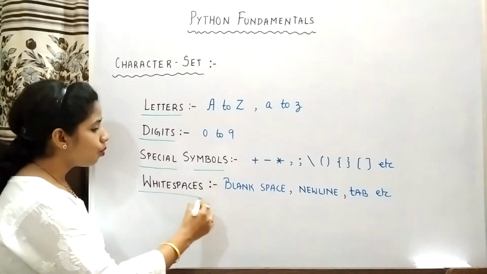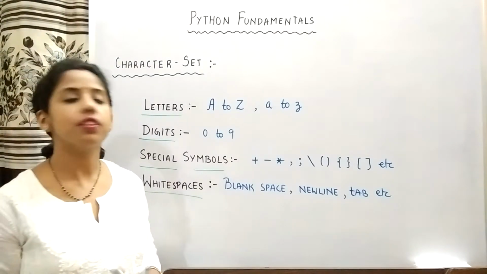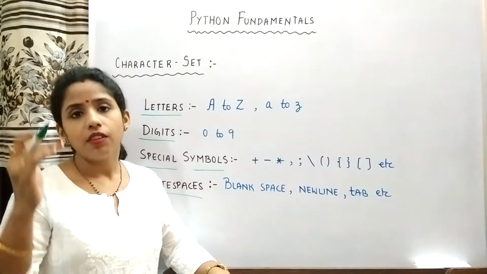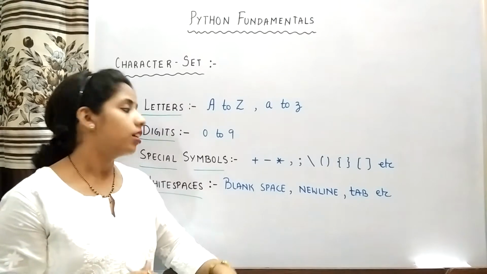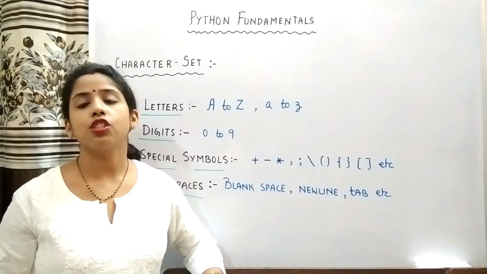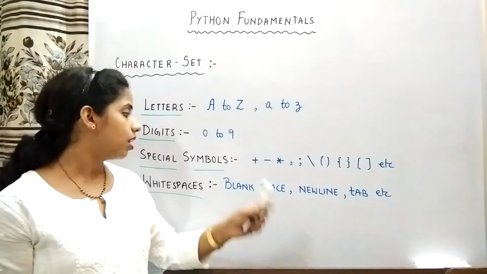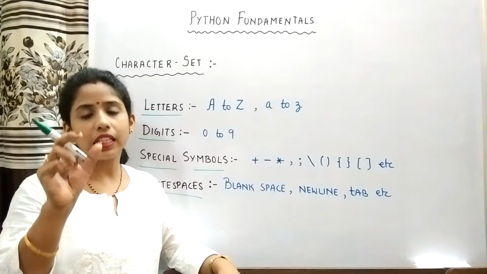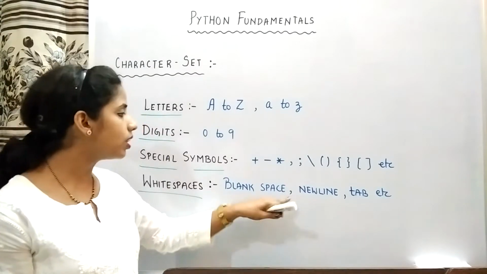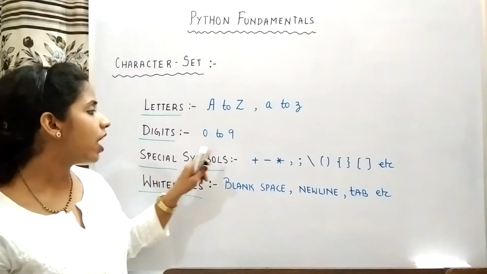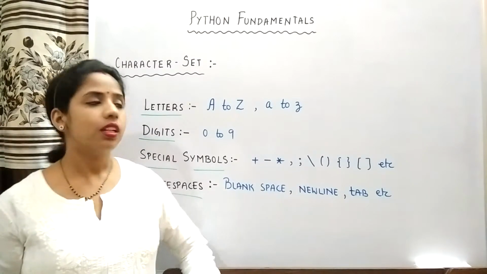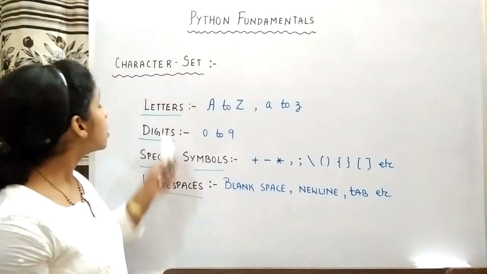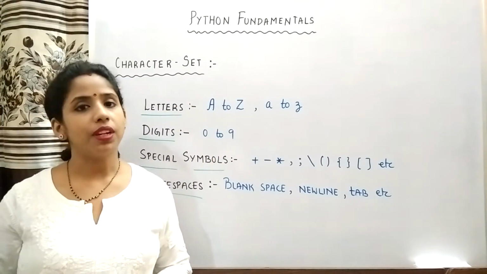And the last is white spaces. So white spaces refer to the blank spaces like pressing the enter key, which takes your cursor to the next line, like tab, which leaves a space of 8 characters. Blank space, you press the space bar and you see that a space of 1 character is left. So all these refer to the white spaces. We have numerous examples of all these, but here I have to only give you a concept regarding what all is there inside Python programming language.